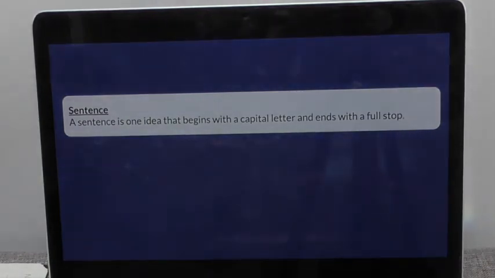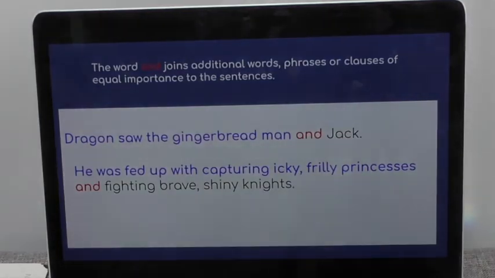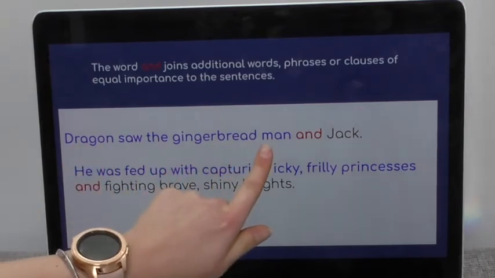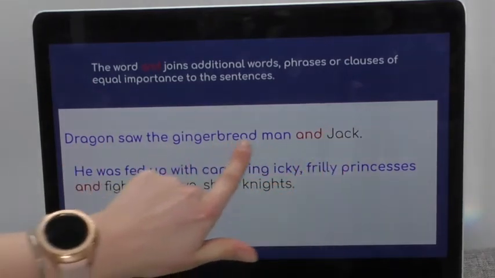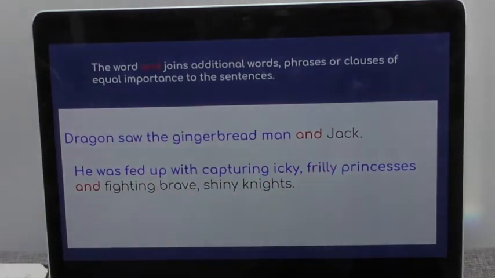So again, we're looking at a sentence. A sentence is one idea that begins with a capital letter and ends with a full stop. We're going to be using the word and today, and the word and joins additional words, phrases or clauses of equal importance to the sentences. This part is really important. It is equal importance. For example, we've got dragon saw the gingerbread man and Jack. The gingerbread man and Jack are of equal importance. They are both equally important in the story.